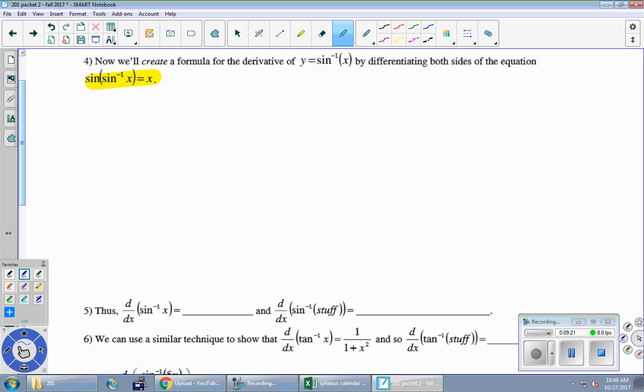So let's rewrite that equation. I'll put it here in blue. Sine of inverse sine of x equals x. And just like before, we're going to take the derivative of both sides of that equation.